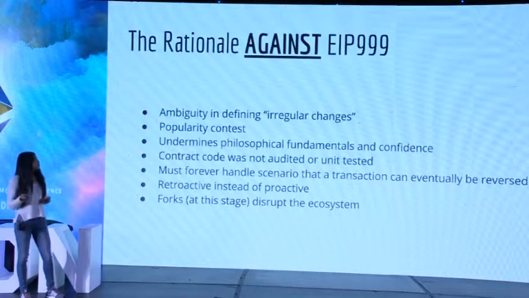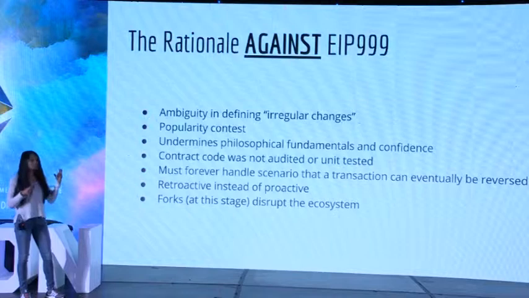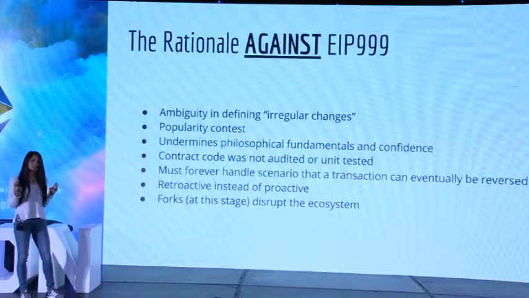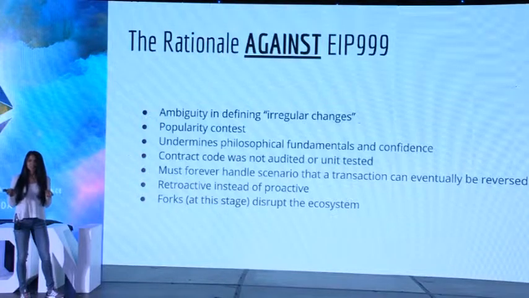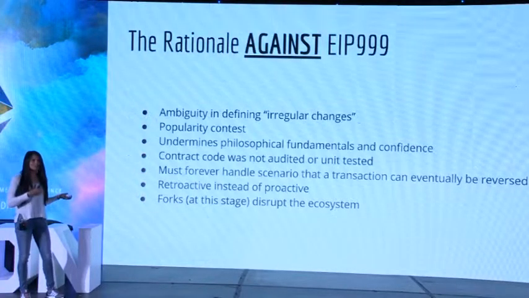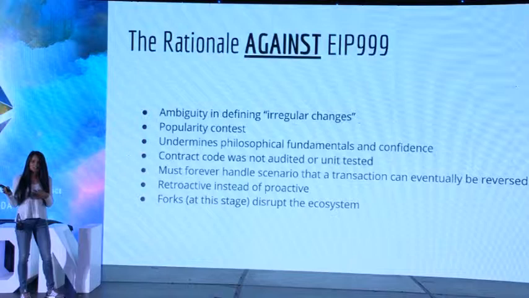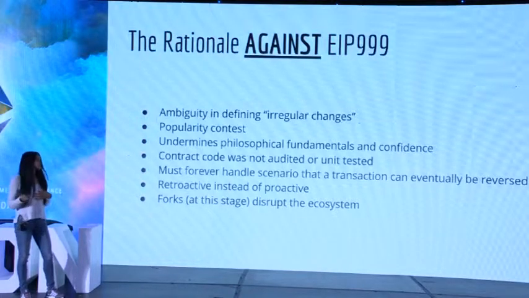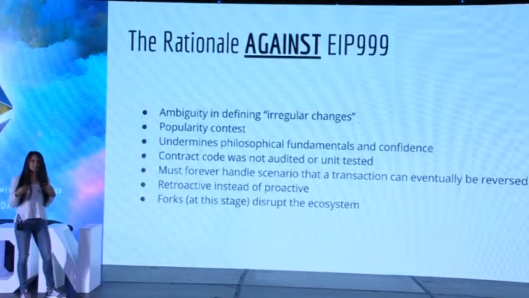The arguments against it are, this is an irregular change that we're creating, but this actually creates ambiguity on what exactly an irregular change is. How do we know in the future that that can't be an irregular change or that should be an irregular change? Another thing was, are we going to have these irregular changes be a popularity contest, basically? You can just get a bunch of people to agree with you, and that's how you determine whether it's an irregular change that's valid or not.